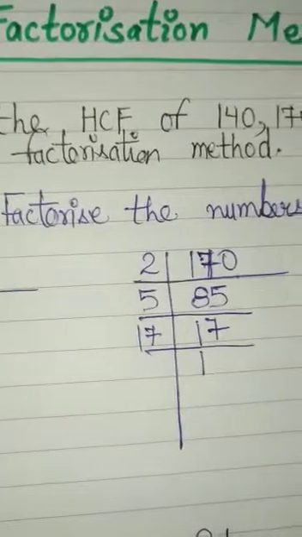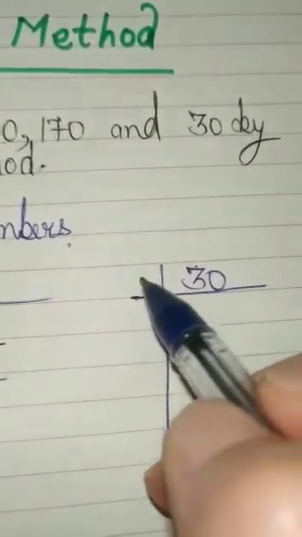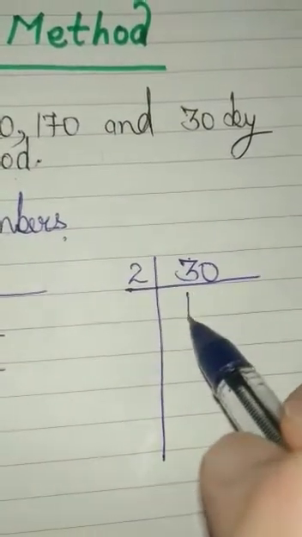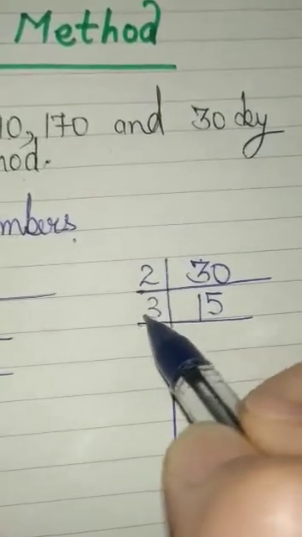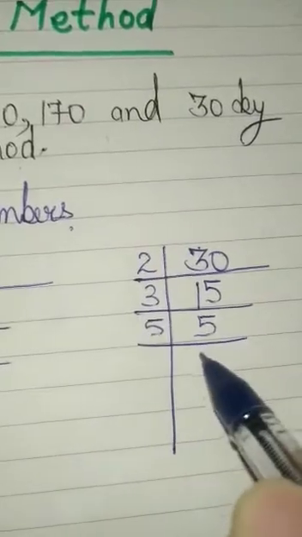Okay, now you will find out the factors of 30. So we will start from 2. So 2 ones are 2, 2 5s are 10. Now 3 5s are 15. Then 5 ones are 5.